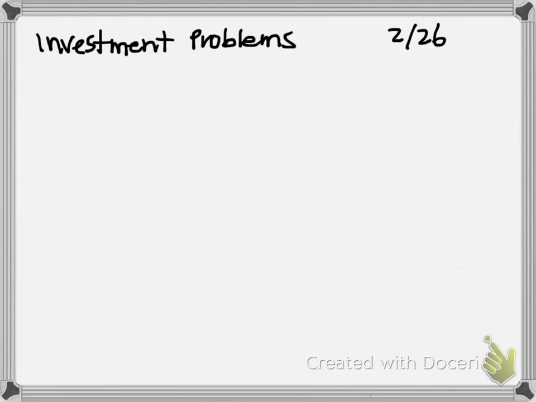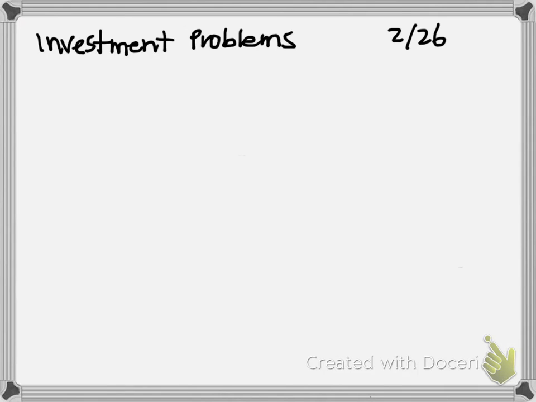Okay, so we're taking notes today on investment problems, and it is very similar to yesterday's problems. We're dealing with money, but it's different. It's a little bit more like those liquid mixture problems that we did a while back. So today's date is 2/26, and what's interesting is that today's information is based on a formula that you learned in 6th grade.